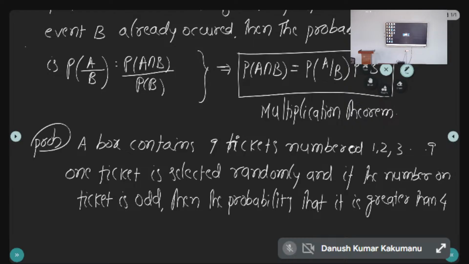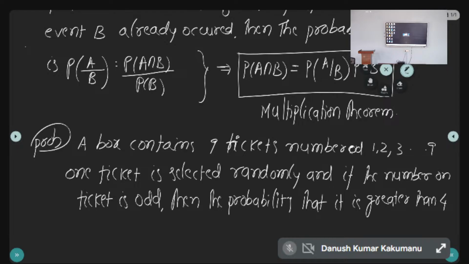A box contains how many numbers? 1, 2, up to 9. 9 tickets are marked with numbers 1 to 9. Only one ticket is selected randomly and the selected ticket is already an odd number. One condition is given, meaning one event has already occurred. No doubt, this is conditional probability.